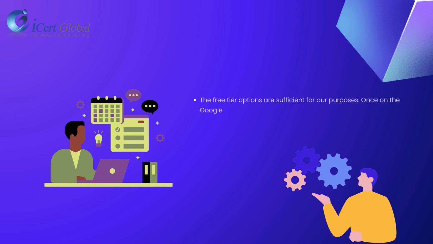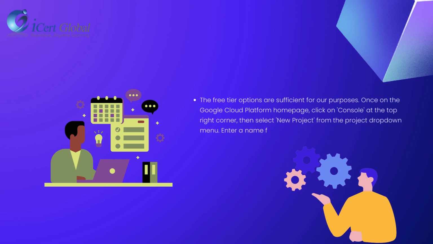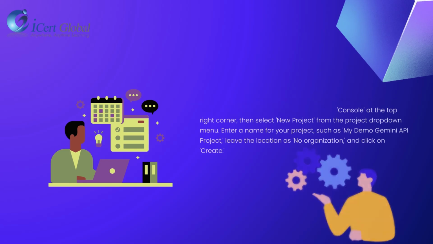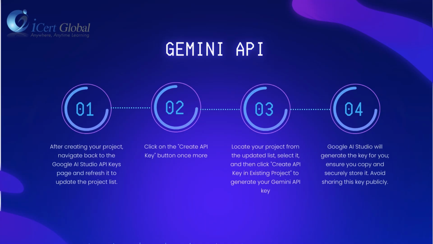Once on the Google Cloud Platform homepage, click on Console at the top right corner, then select New Project from the Project drop-down menu. Enter a name for your project, such as My Demo Gemini API Project. Leave the location as No Organization and click on Create. After creating your project, navigate back to the Google AI Studio API Keys page and refresh it to update the project list. Click on the Create API Key button once more.